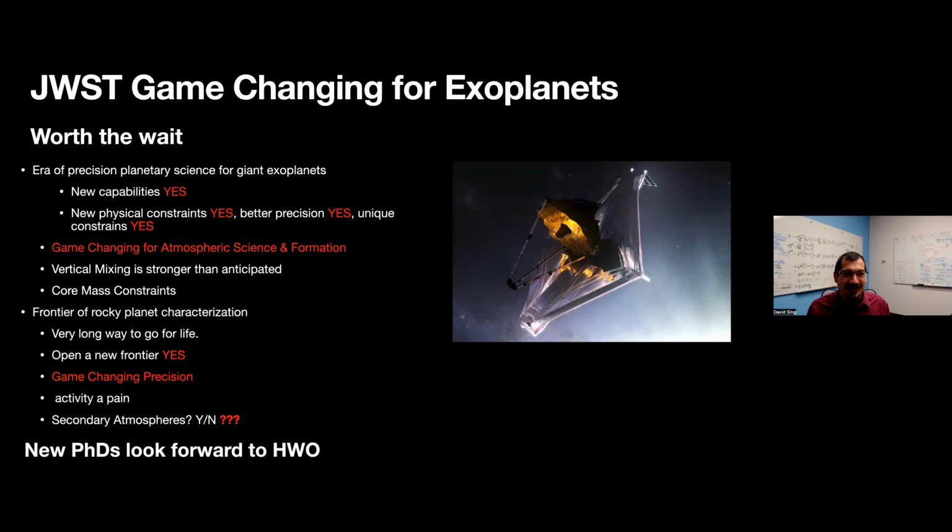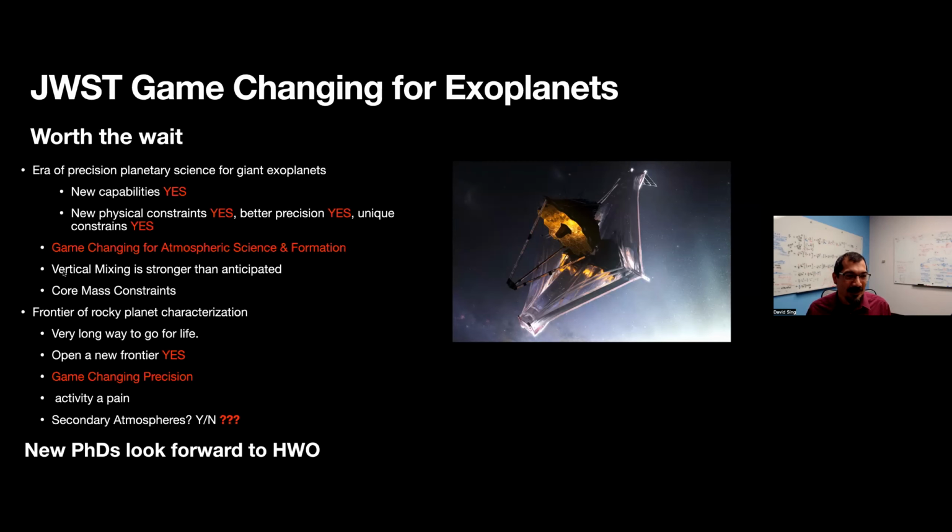So maybe in some of these eclipse spectra or photometry coming up, we'll see something. So with that, let me just say JWST was definitely worth the wait. It's the absolute game changer for exoplanets. We're going to get a lot of great results for precision planetary science, new capabilities, absolutely, new physical constraints. It's like yeses across the board. It's absolutely game changing for atmospheric science and formation, like I was showing.